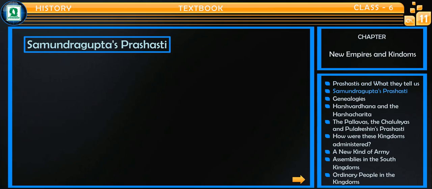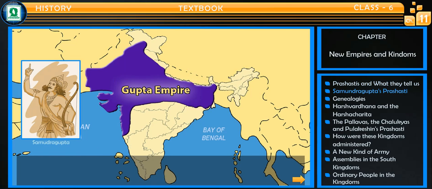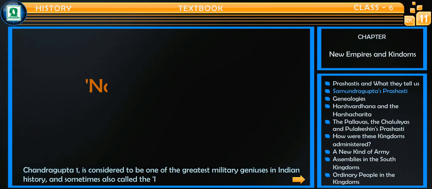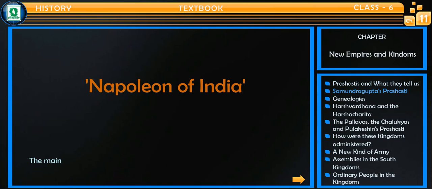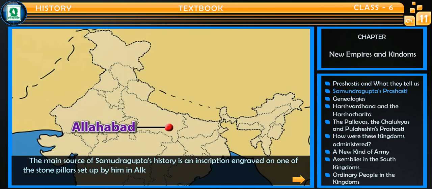Samudragupta's Prashasti. Samudragupta, the ruler of the Gupta Empire, CE 335 to 380, and successor to Chandragupta I, is considered to be one of the greatest military geniuses in Indian history, and is sometimes also called the Napoleon of India. The main source of Samudragupta's history is an inscription engraved on one of the stone pillars set up by him in Allahabad. In this inscription, Samudragupta details his conquests.